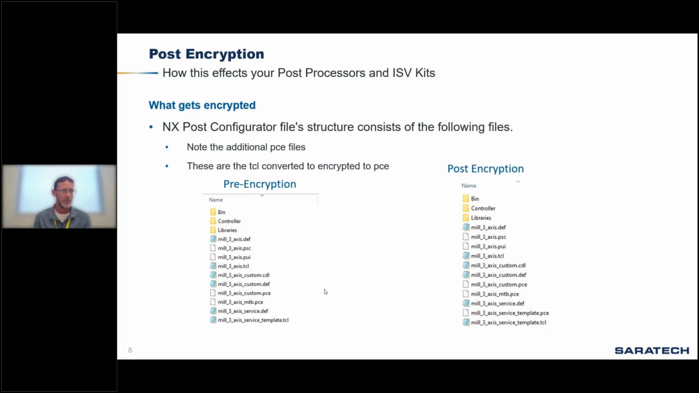So if you look at the left-hand side, pre-encryption, you're going to see all the same files, except you're not going to see a PCE file that's associated with the TCL file. So the left-hand side has already had its original TCL file encrypted, and that's why you see a mil3access custom.pce file. But then once I ran encryption the second time, it encrypted my service layer. So now you see a service layer PCE file.